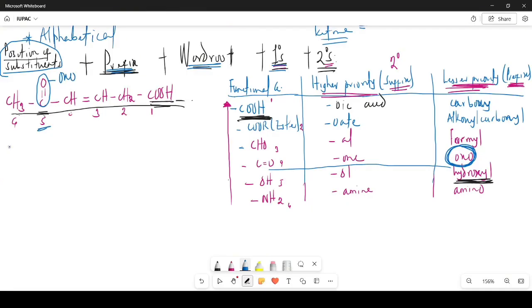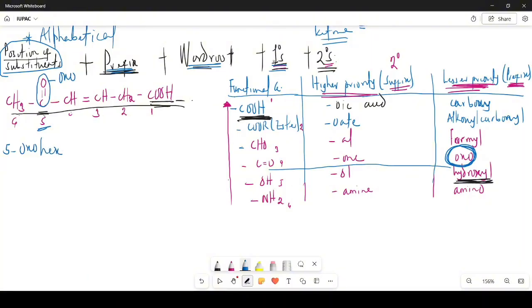You should be able to name. You can pause the video and make an attempt. So this is going to become 5-oxo, right? You have named your position and your prefix. Now go ahead and name your word root. What's the word root? The longest chain. It contains 6 carbons, so you call it hex.